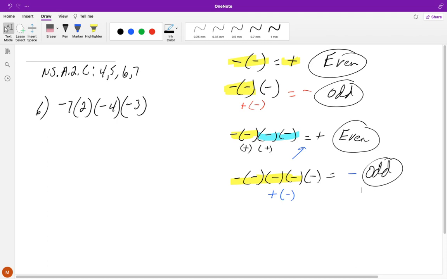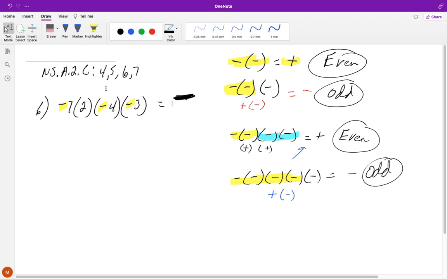Anytime that we have an even number of negatives, all the negatives are going to be grouped into pairs of two, which will eventually turn into positive, and that is going to give us a positive answer. So I look here and see that I have 3 negatives. So that tells me that this is going to end up being a negative as my final answer. You can do that first, or you can do it at the end.